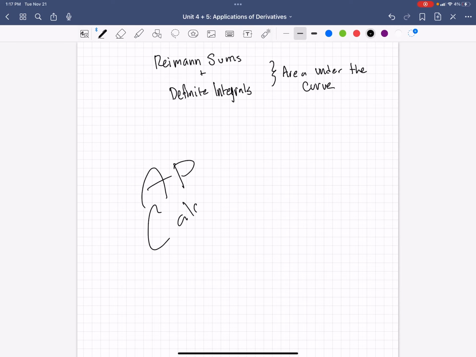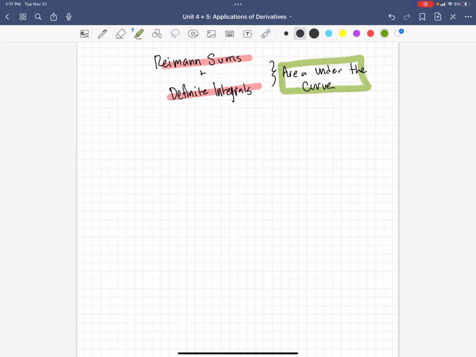AP Calculus lesson. Alright, today we're going to be focusing on Riemann sums, definite integrals. Oh, my bad, not definite. Important part, indefinite. No, yeah, never mind. No, my bad. It is definite integrals. And this is just fancy verbiage for what we call area under the curve. Okay.